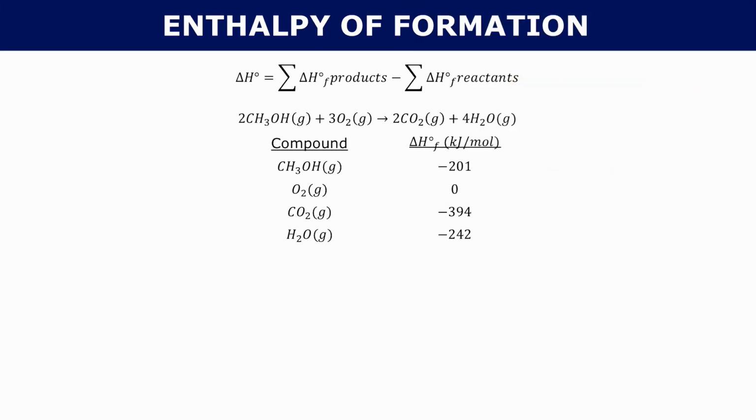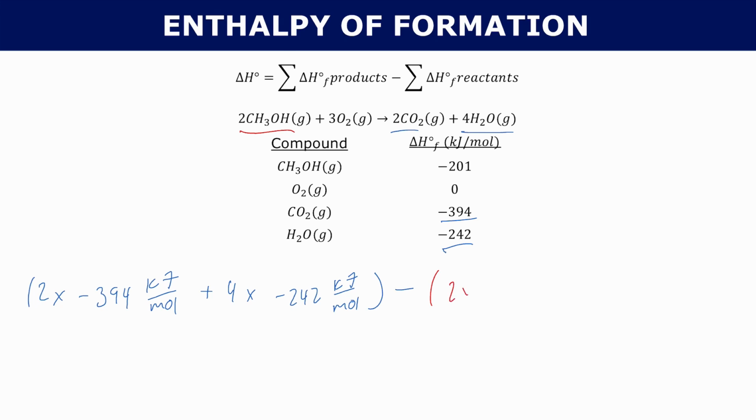So we have 2 carbon dioxides in the products. So 2 times negative 394 kilojoules per mole, and then that's added to 4 times our water. Water is negative 242 kilojoules per mole. And then you take all that and you subtract it from your reactants. So your reactants is 2CH3OH, 2 times negative 201 kilojoules per mole, plus 3 oxygen. So 3 times 0 kilojoules per mole.